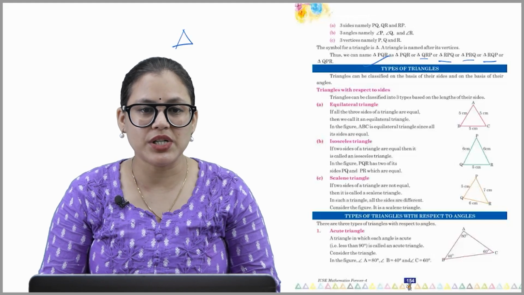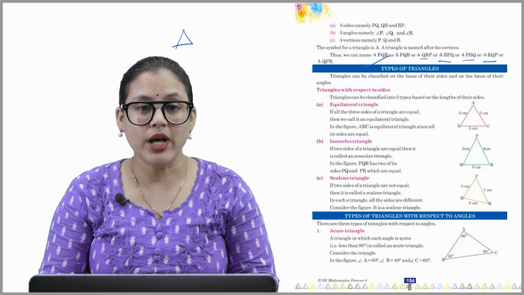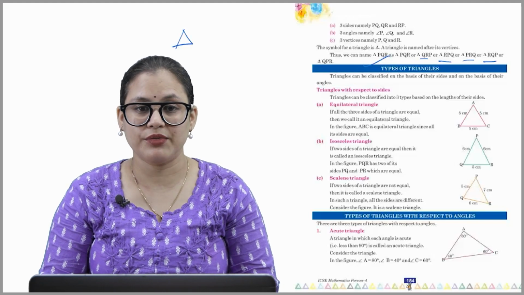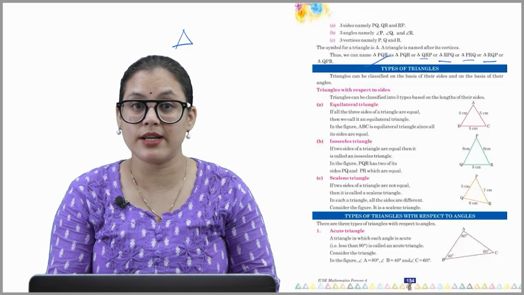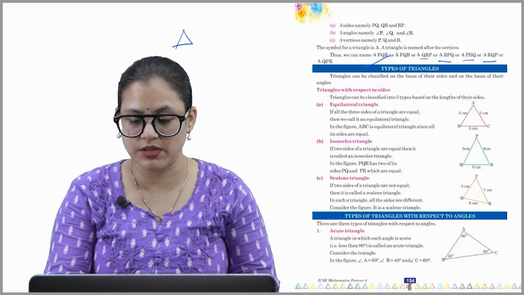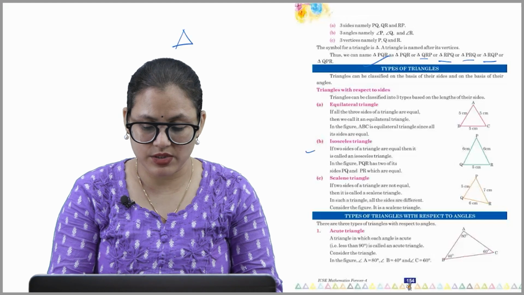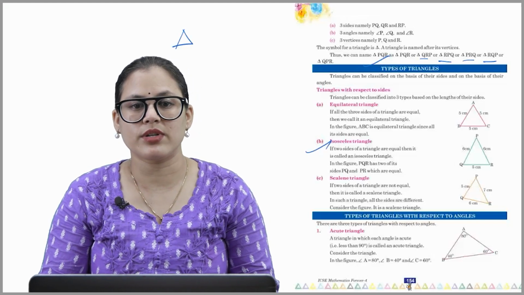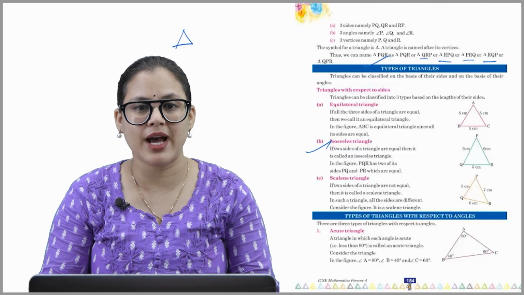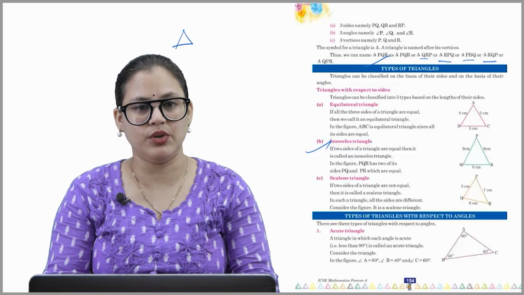A. Equilateral triangle. If all the 3 sides of a triangle are equal, then we call it an equilateral triangle. In the figure, this ABC is an equilateral triangle since all its sides are equal, as you can see, 5 centimeters, 5 centimeters and 5 centimeters. B. Isosceles triangle. If 2 sides of a triangle are equal, then it is called an isosceles triangle. In the figure, PQR has 2 of its sides, PQ and PR, which are equal.